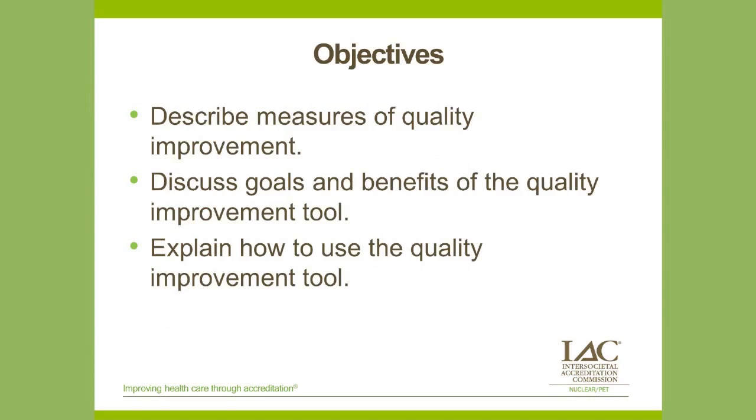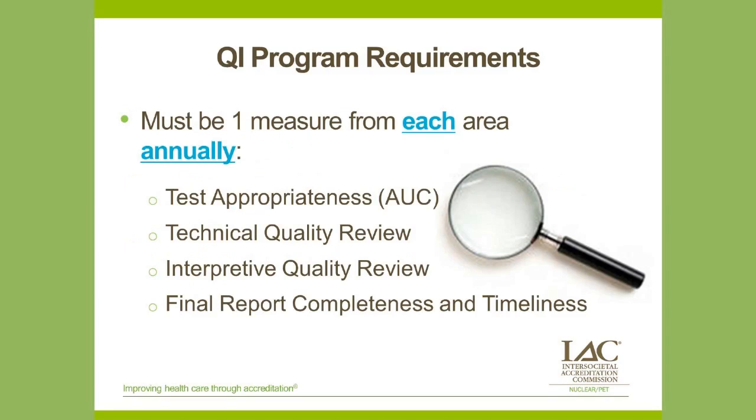The objectives for this webinar, and what you should be able to do by the end, are to describe measures of quality improvement, to discuss the goals and benefits of the IAC Quality Improvement Tool, and to explain how to use the Quality Improvement Tool. The IAC Nuclear PET has quality improvement program requirements, and we require certain measures to be completed annually. The 4 measures are Test Appropriateness, or AUC, Technical Quality Review, Interpretive Quality Review, and Final Report Completeness and Timeliness.